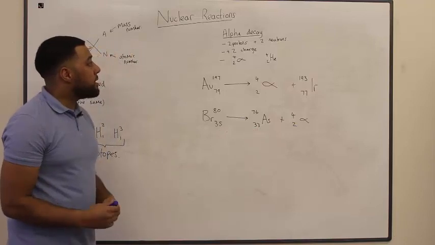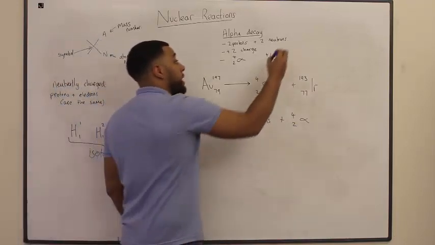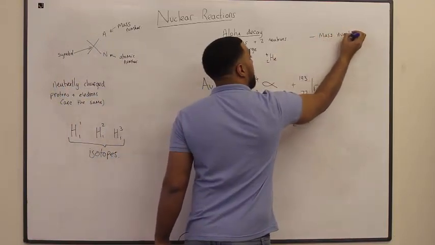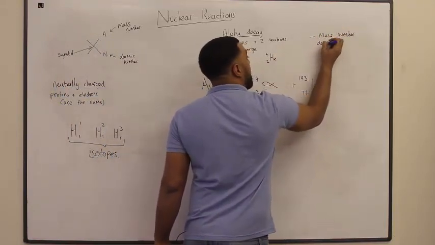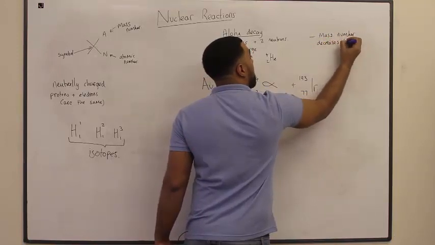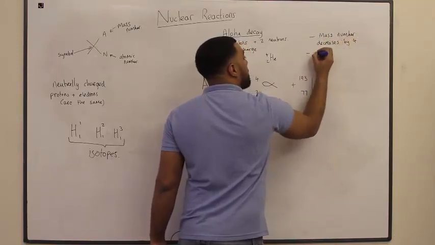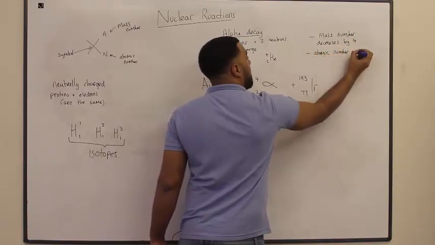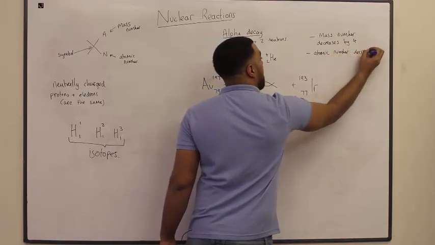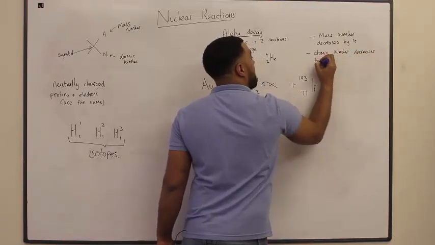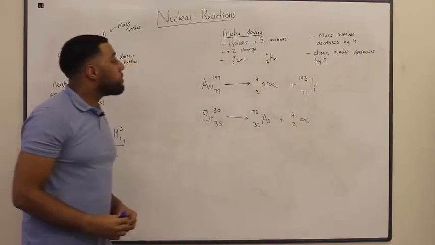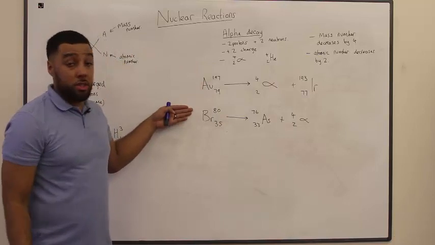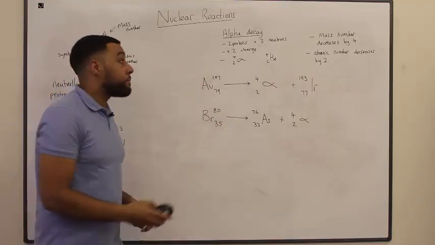So in general, we can say that during alpha decay, the mass number decreases by 4 and the atomic number decreases by 2. Please check the website for more examples and questions for you to have a go at.